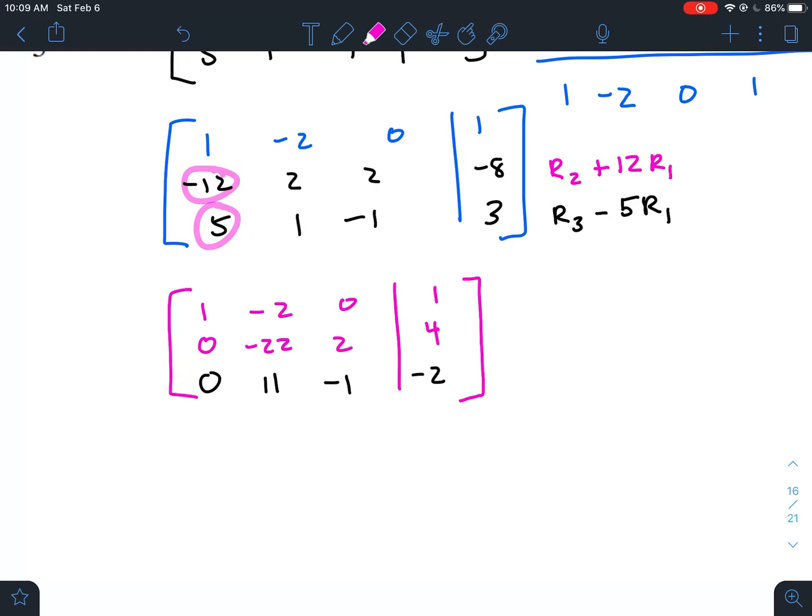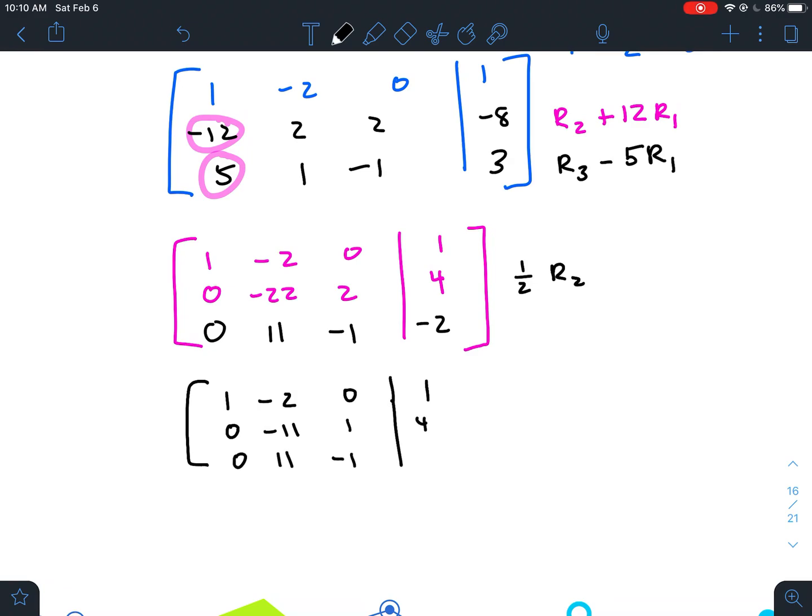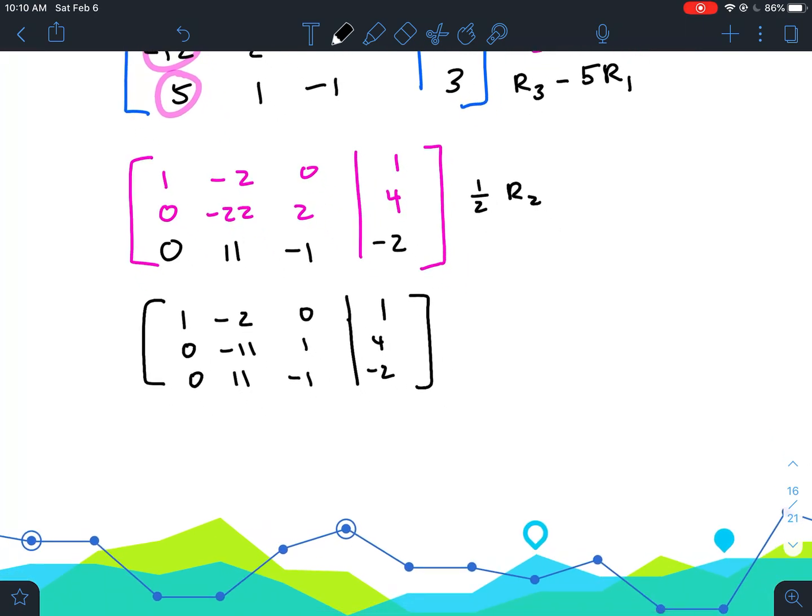So how could I get a 1 in that entry? I'm going to do 1/2 of row 2 because all of those are divisible by 2 to see if that helps me out at all. So I have 1, negative 2, 0, 1. Then I would have 0, negative 11, 1, and 4. And then I have 0, 11, negative 1, and negative 2. So how could I get a 1 in that entry?